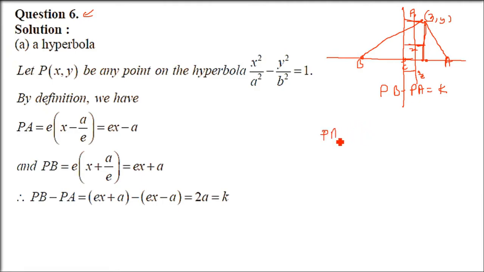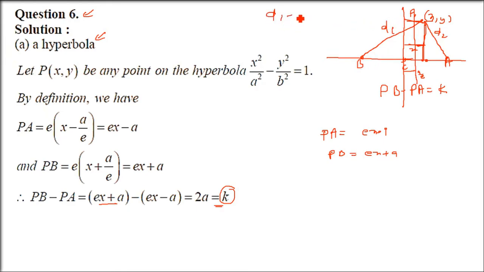E is eccentricity, X is the coordinate of that point which is moving, and A is the transverse axis. So PA is EX minus A and PB is EX plus A. When you take the difference of these two, you will get 2A. So 2A is what? Constant. So when PA minus PB is 2A, which is a constant, what figure is it going to be? It is going to be a hyperbola.